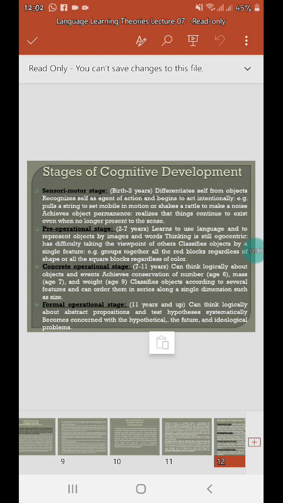At the age of 2, then pre-operational, 2 to 7 years: learn to use language and to represent objects by images and words. Concrete operational, at the age of 7 to 11 years: can think logically. Logic starts here. And formal operational stage, 11 years and up: can think logically about abstract propositions and test hypotheses systematically.